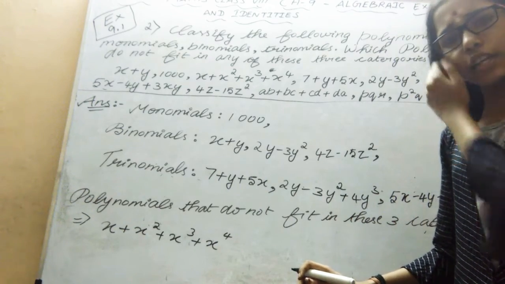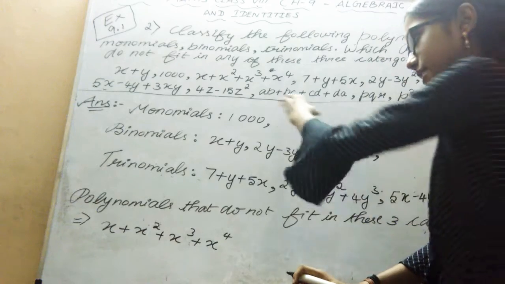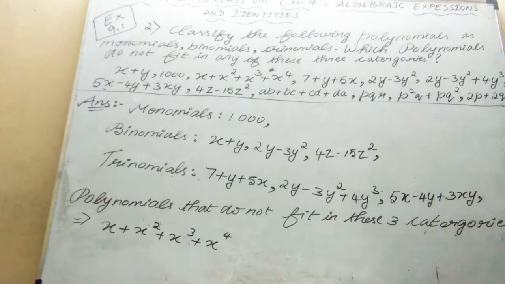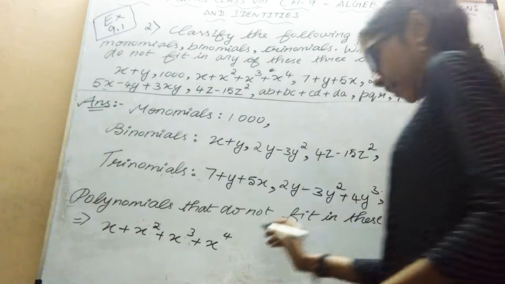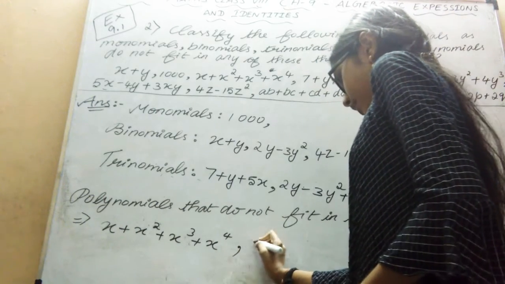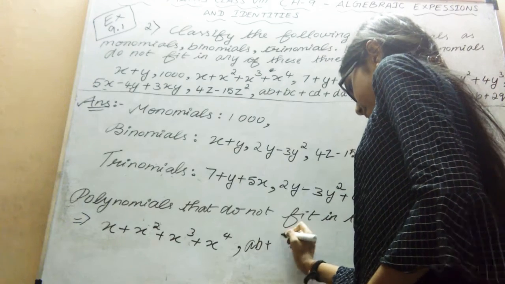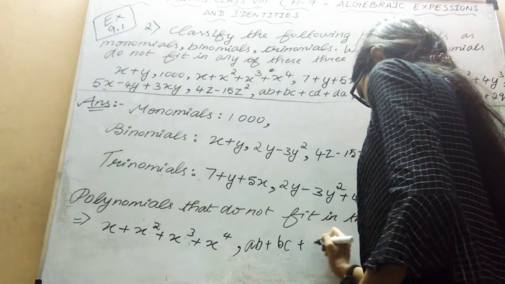So since there are four terms and we can't classify them in these three groups, it falls under the category of polynomials that do not fit in these three categories. So it is AB plus BC plus CD plus DA.